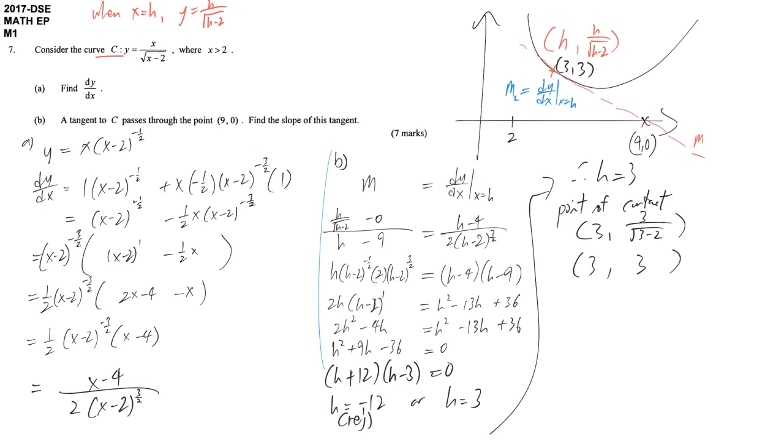Then we can get the slope because we already know the exact positions of 2 points on the tangent. Therefore, the slope of the tangent is equal to delta y, 3 minus 0, over delta x, 3 minus 9. Negative 1 over 2. We answer the question.